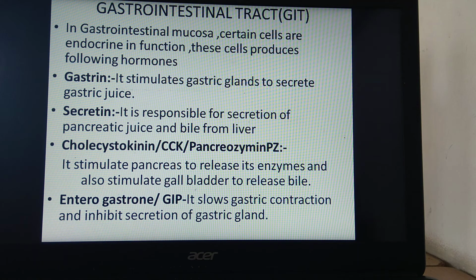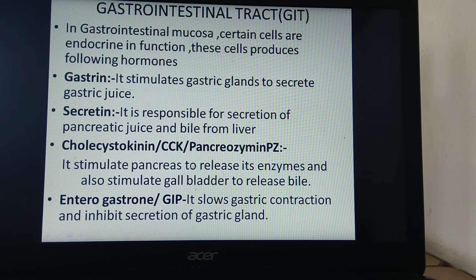In the submucosa layer, some glands are present in the gastrointestinal mucosa. What's the function of these cells? The cells work as endocrine in function. They produce the following hormones. First one is called gastrin. As the name suggests, it stimulates gastric glands to secrete gastric juice. Second one is secretin, which is responsible for secretion of pancreatic juice and bile from the liver.